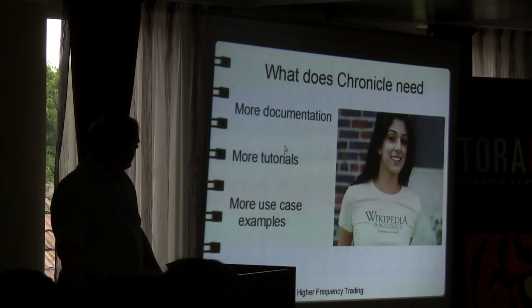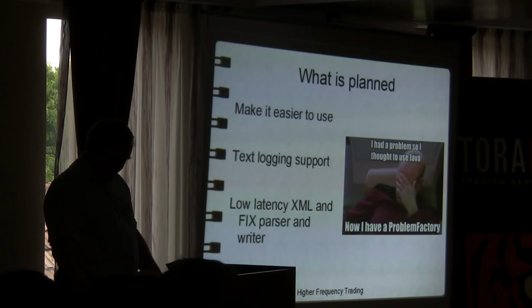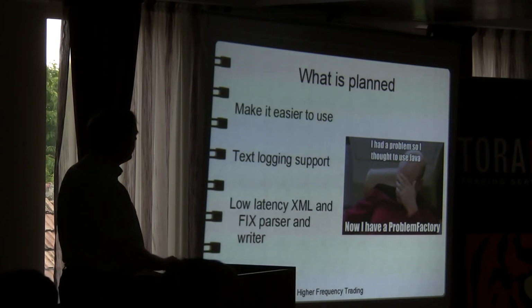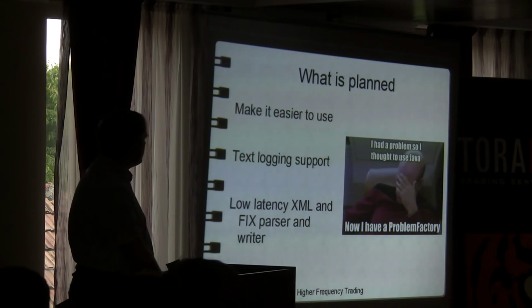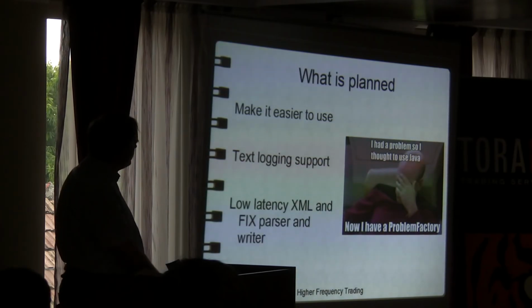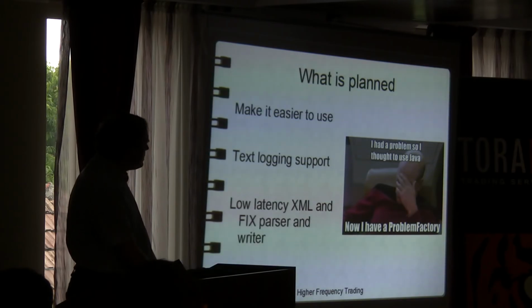So what does Chronicle need? Chronicle needs more documentation and tutorials and use case examples. At the moment, the best documentation is the unit tests, unfortunately, and examples. If nothing else, the unit tests at least work and are up to date. So, what is planned? Make it easier to use, improve text logging support, and one of the things I'm working on at the moment is a fixed, low latency fixed parser and writer. The aim of that is to be able to send messages and receive messages with less than 3 microseconds.